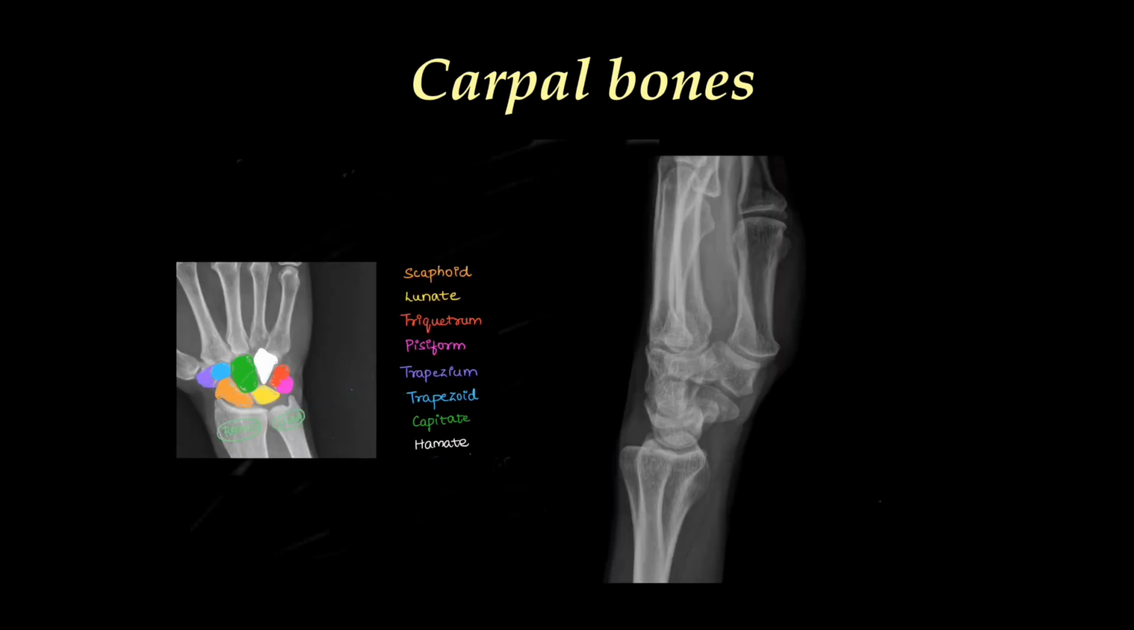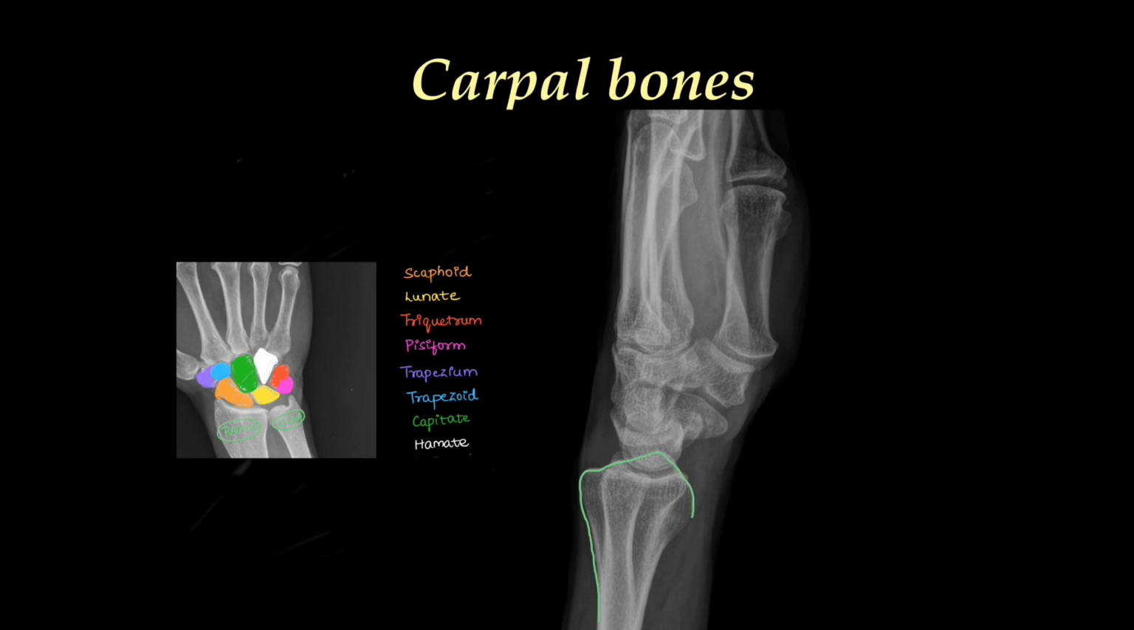Now we'll try to localize the same bones on lateral X-ray. So this is the distal end of radius, distal end of ulna. This duck-shaped bone is scaphoid. Next is the half-moon shaped bone called lunate, as the name suggests, lunar shaped. This is triquetrum and pisiform. Coming to distal row, we have trapezium, trapezoid, capitate and the hamate bone here.